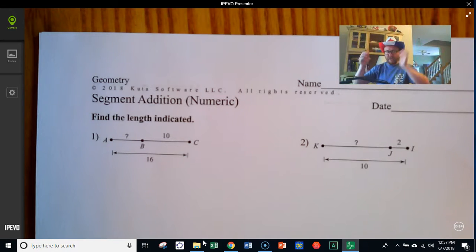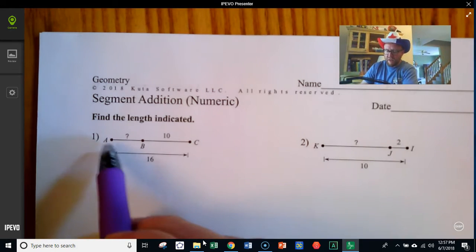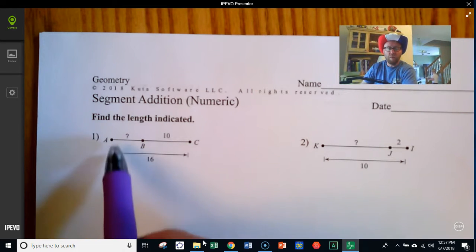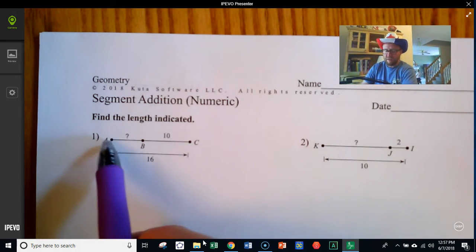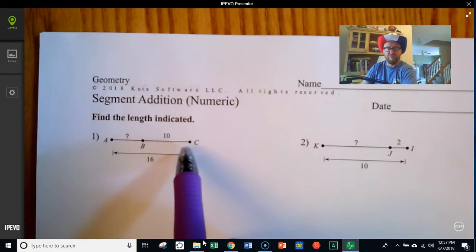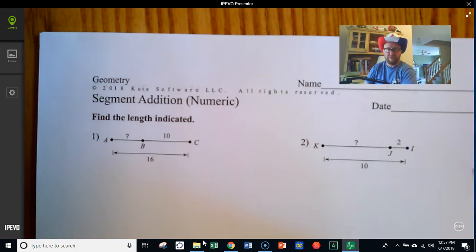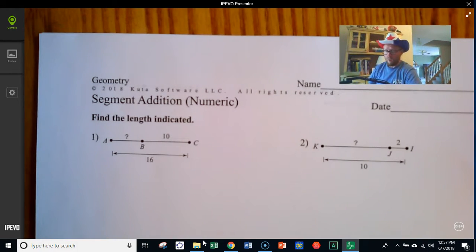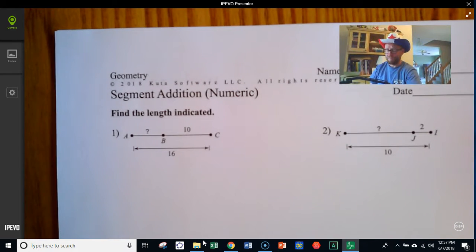All right. So if B is between A and C, then AB plus BC equals AC, or the distance from A to B plus the distance from B to C is equal to the total distance. The 2 parts add up to the whole. We're going to use that to find out one of our unknown lengths. Let's take a look here.